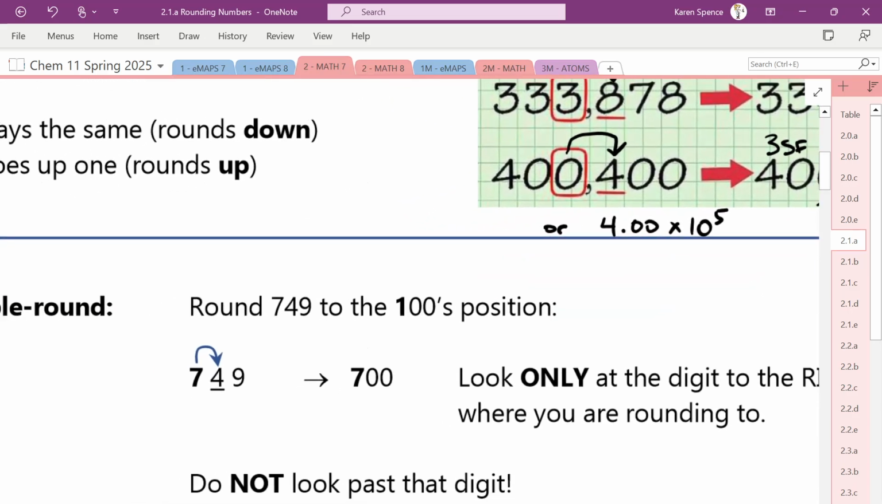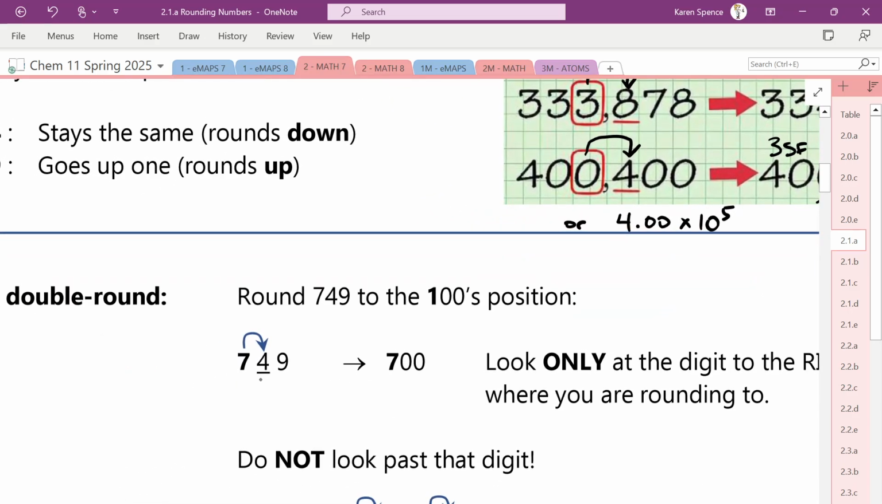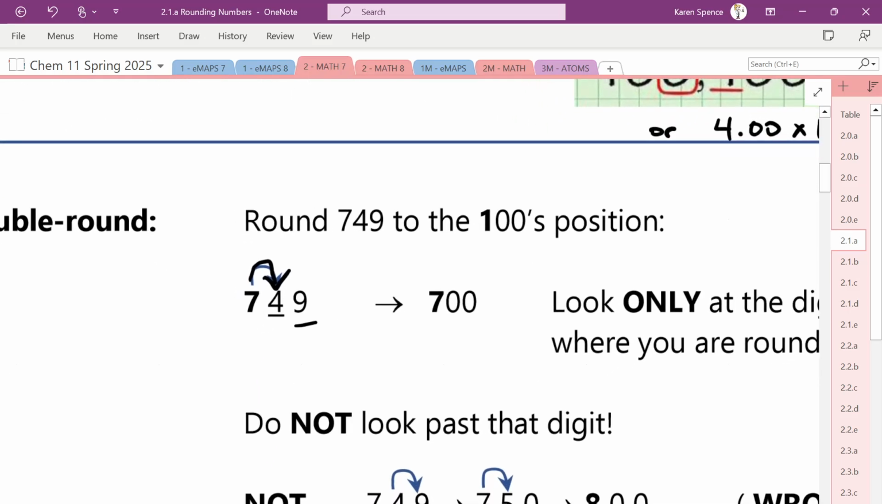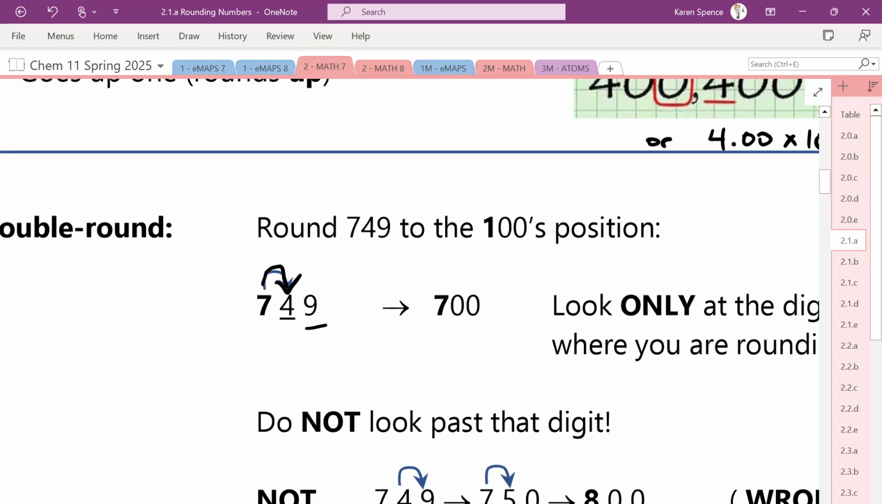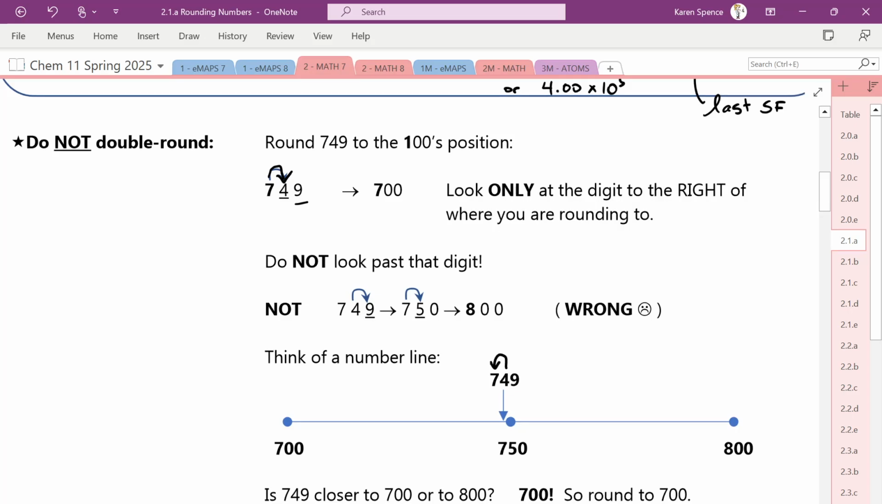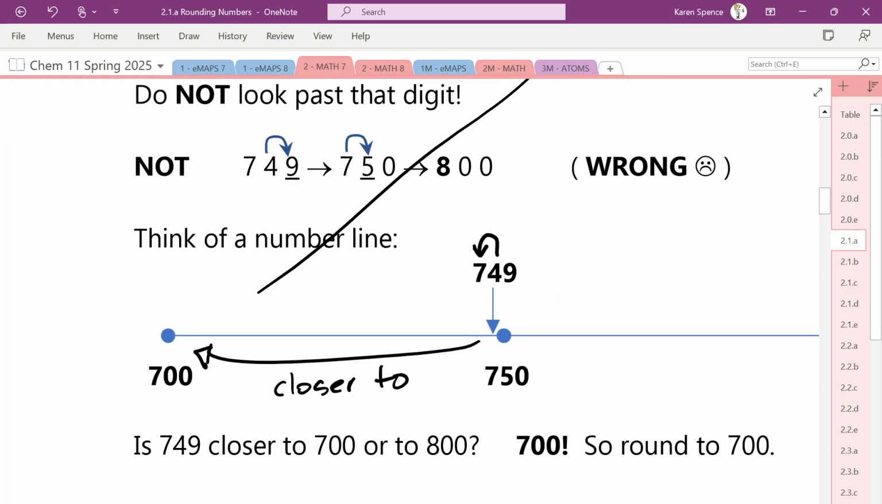Never, never, never double round. So if you're rounding 749, you only look at the 4 beside it. You totally ignore that 9, and so it becomes 700. So do not round this to 800. That is just wrong. And it is because that 749 is closer to 700 than it is to 800. That's not mental gymnastics, it's just closer.